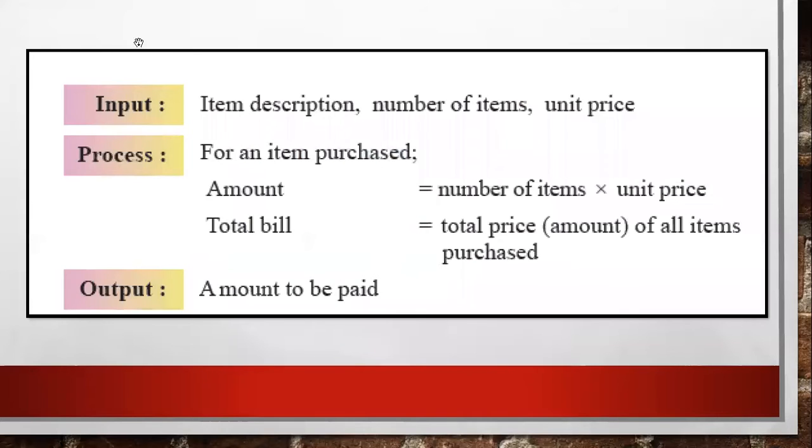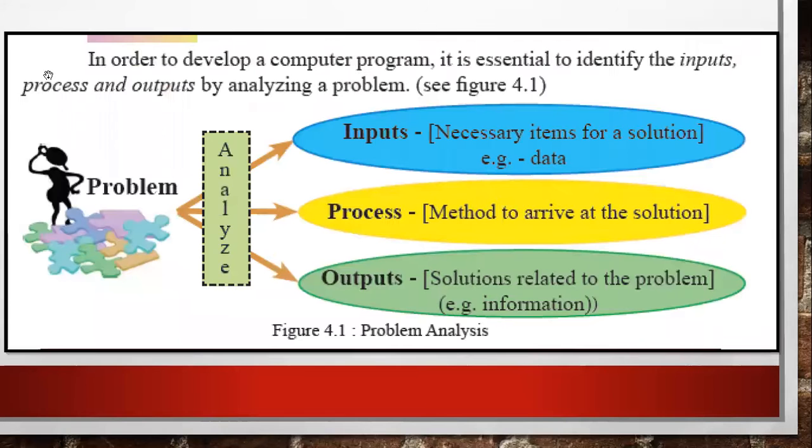Here, this is the way we analyze the problem. First, we analyze the input items. In that invoice, the item description, number of items, and unit prices are the inputs. Then the process: for an item purchased, the amount is the number of items times the unit price. Then the total bill can be calculated from the total price of all items purchased. Then the output is the amount we paid. Okay, understood this? Let's move to another example.